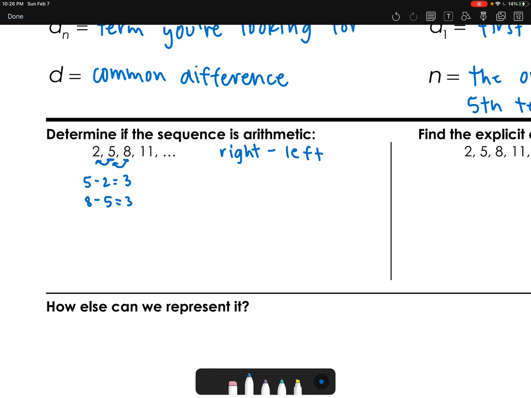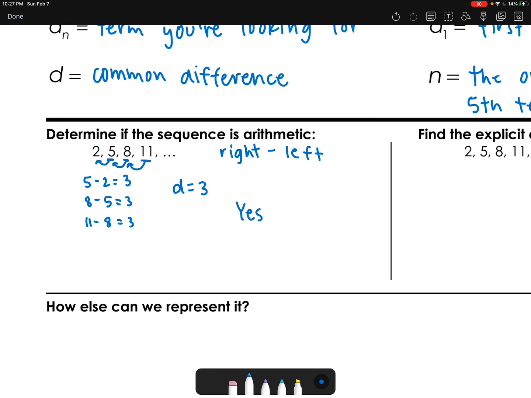Okay, so far the important thing is that the common difference has to be the same between all of the terms in the sequence. So then I'm going to do 11 minus 8, and that is also 3. So that tells me that my common difference is 3. And so yes, this is an arithmetic sequence.